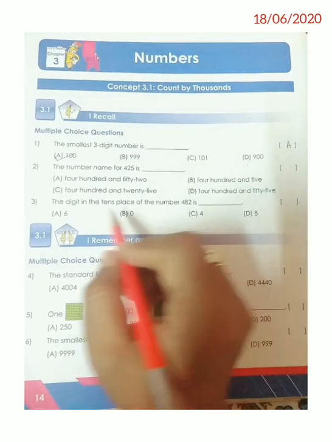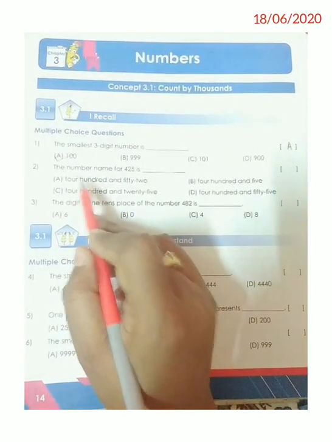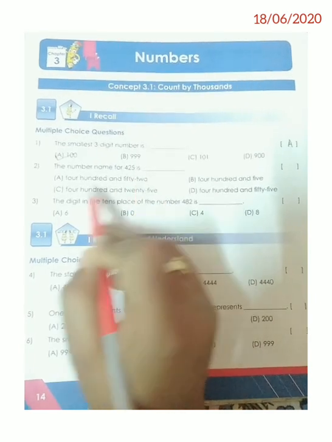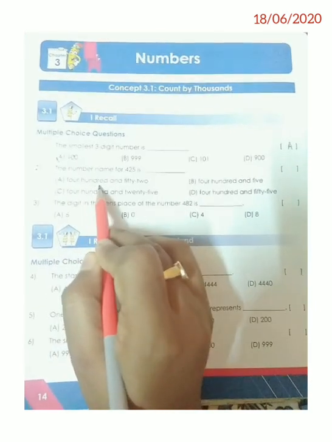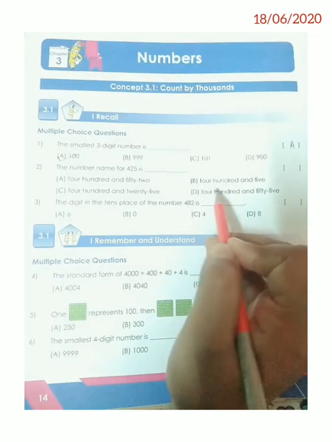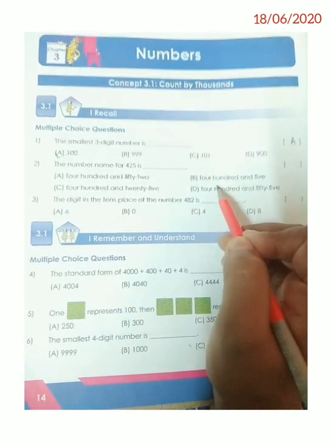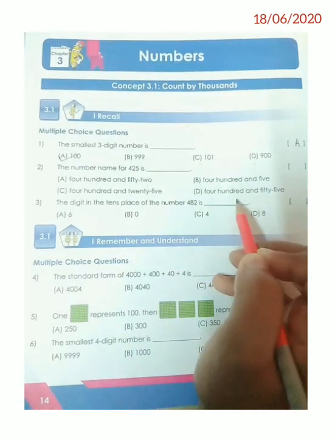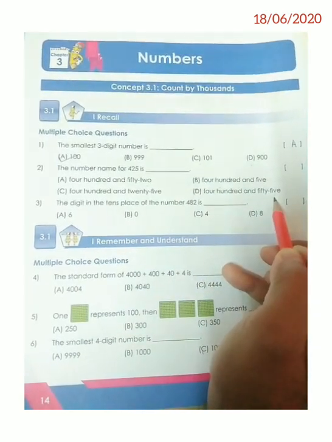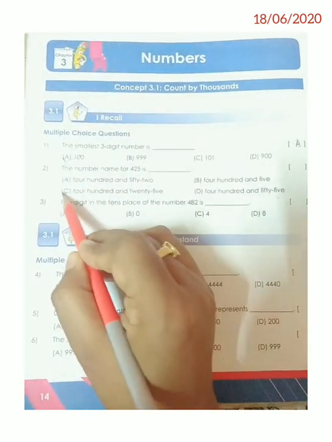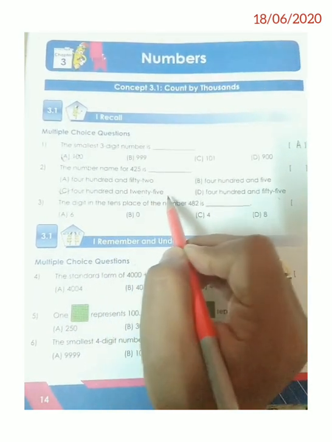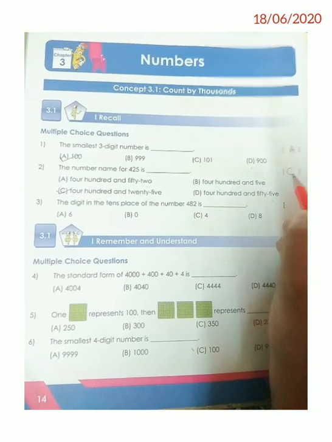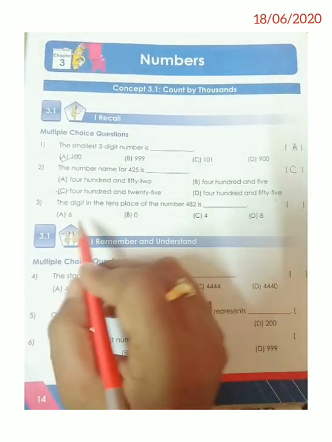Alright, now let's move on to the next question. The number name for 425 is. The options are A 452, B 405, C 425 and D 455. So the correct answer is C, 425. So write down over here C.